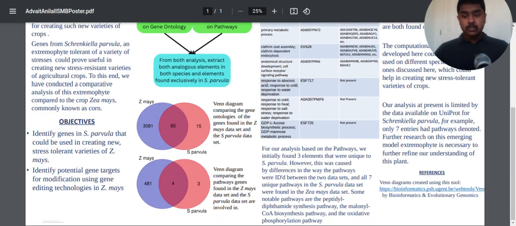So our objectives are to identify genes in S. parvula that could be used in creating new stress-tolerant varieties of Zea mays, and to identify potential gene targets for modification using gene editing technologies in Zea mays.